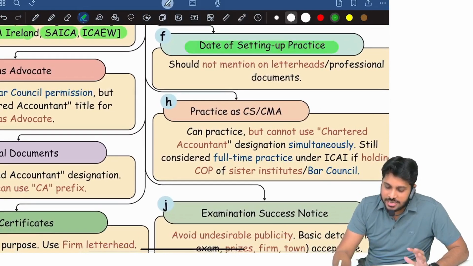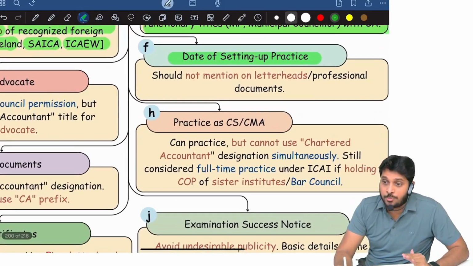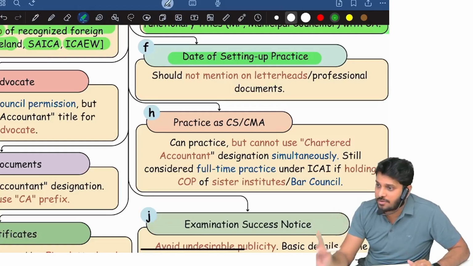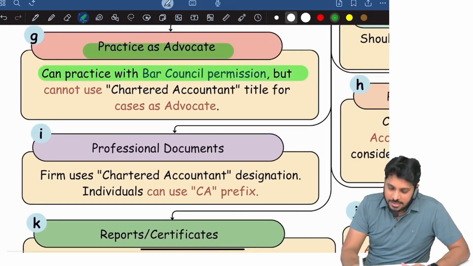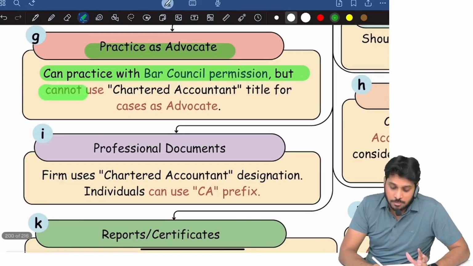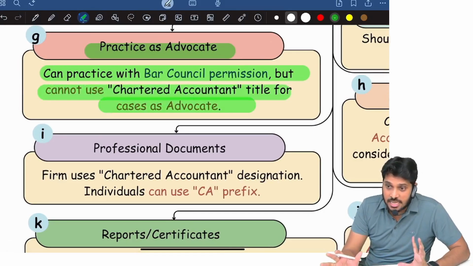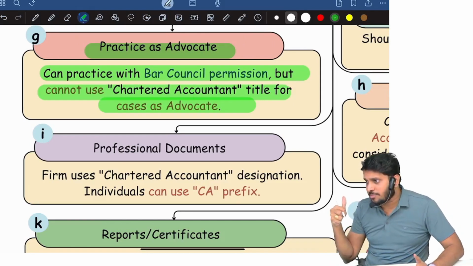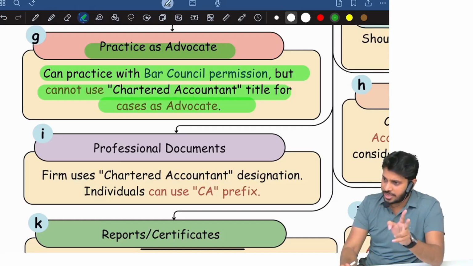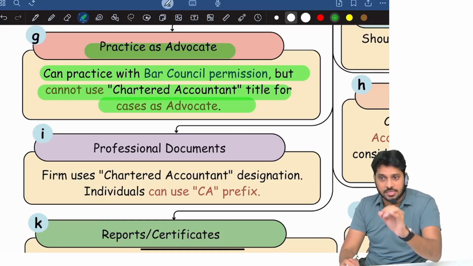Can you mention the date of setting up of practice? You should not put the date. You can only mention the year of setting up of the practice. Then, practice as an advocate. Can you practice as an advocate? Yes, with bar council permission, but you cannot use both designations simultaneously. If the bar council permits and the CA council also permits you to practice as an advocate, you can practice in both cases, but you can't use both designations simultaneously.